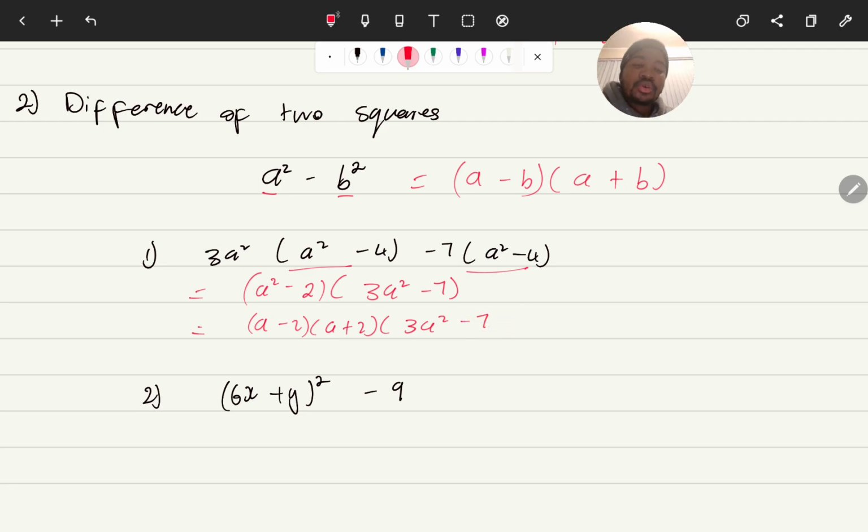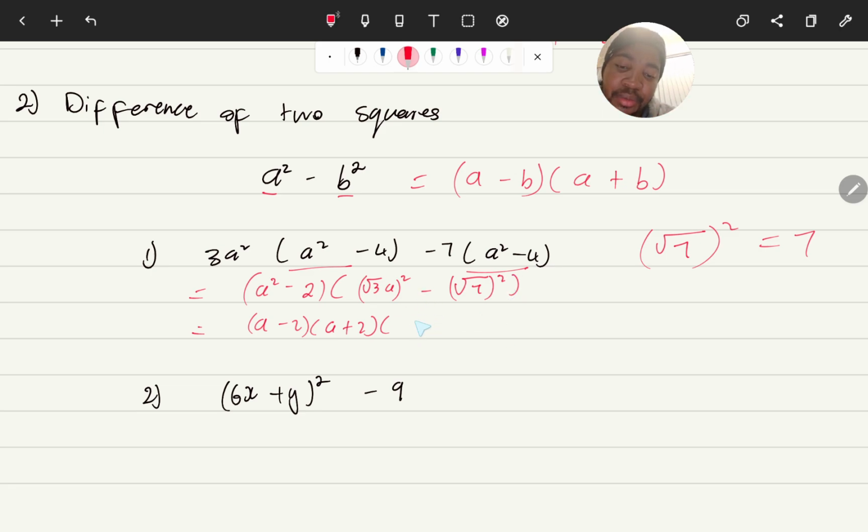Right, but also I can say, what if you decided to be dramatic and write the 7? Let me show you. The square root of 7 squared is the same as 7, right? So say you became dramatic and you wrote this as the square root of 3a squared minus the square root of 7 squared, right? So you decided to be dramatic.